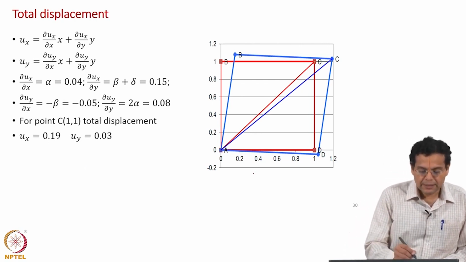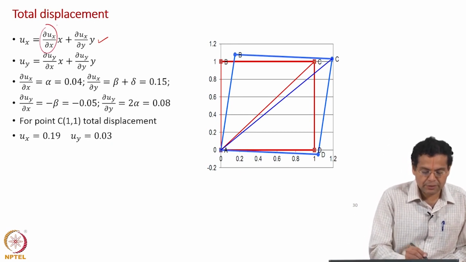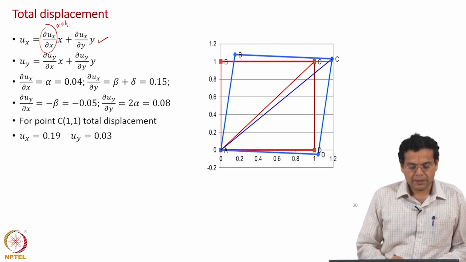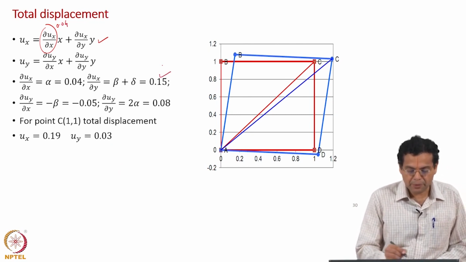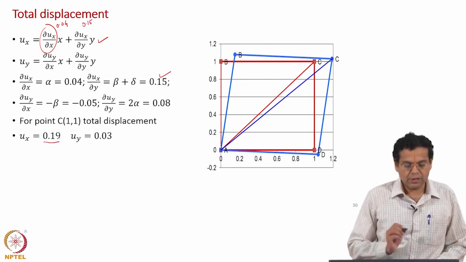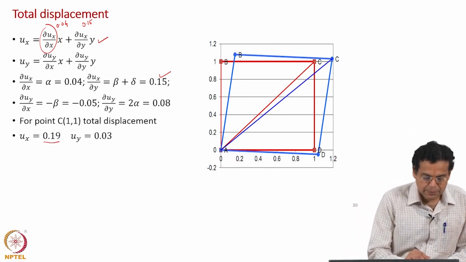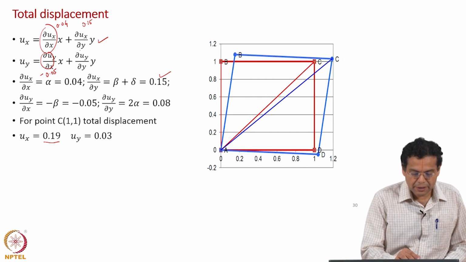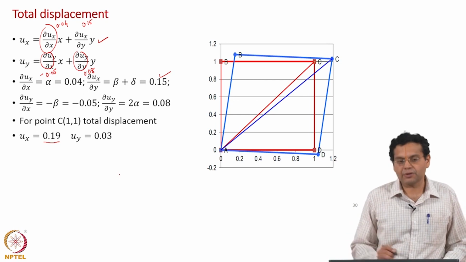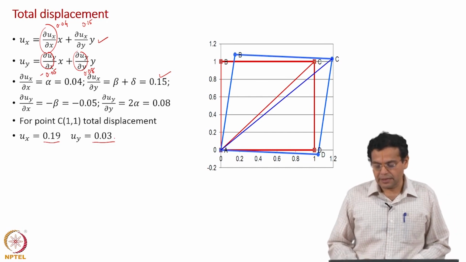How do I calculate? Take this expression. You know ∂u_x/∂x is 0.04, and ∂u_x/∂y is 0.15. With x as 1 and y as 1, this gives you u_x as 0.19. Coming to u_y, ∂u_y/∂x is minus 0.05 and ∂u_y/∂y is 0.08. x and y are once again 1 because we are calculating for point C, and so you get 0.03. Okay. This is what is shown in the diagram here.